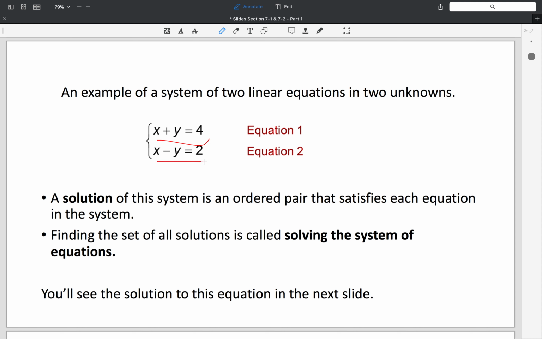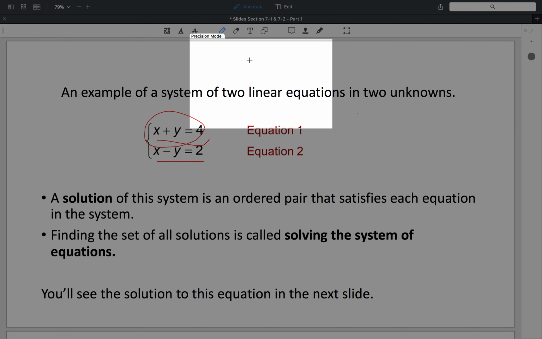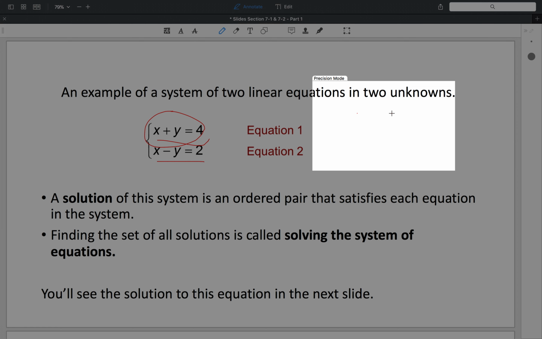So here we have these two equations, and I'm going to look at this equation first. I'm going to write that over here. Okay, so we're going to have x plus y is equal to 4. And I want to solve for y in this equation, and there you'll see we get a line. So to do that, I'm going to subtract x from each side. Then these x's cancel, and I get y is equal to 4 minus x.